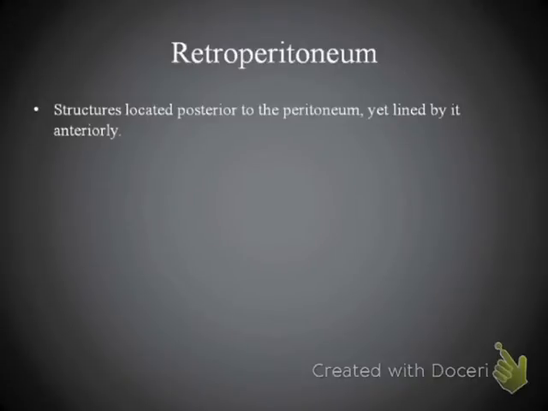We've also discussed retroperitoneum and structures located posterior to the peritoneum yet lined by it anteriorly. So just because structures are located outside the peritoneum does not mean that they are not lined by the peritoneum. Because as we see here, they're lined by it anteriorly. So their anterior portion is affected by the peritoneum. However, the posterior portion is not lined by it.